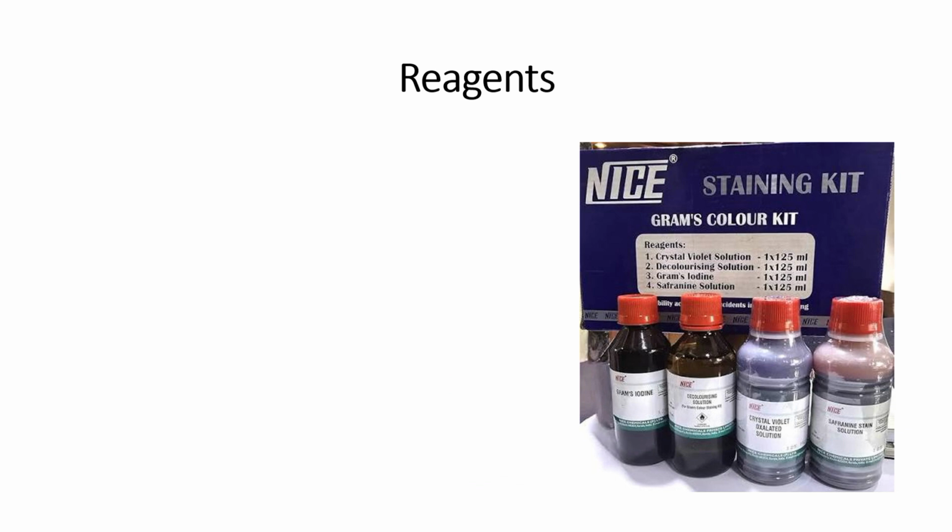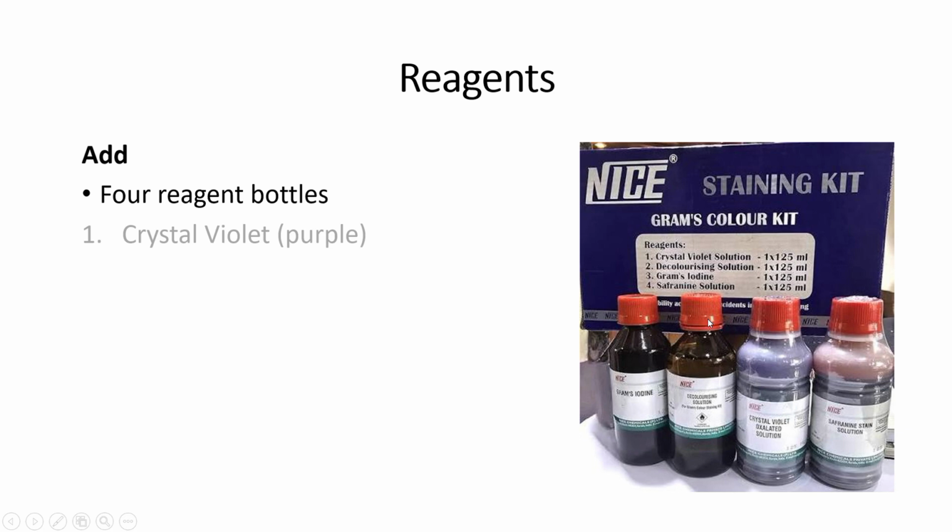Okay, now let's go to the reagent slide. So, gram staining uses four important reagents and each one has a specific function. See, this is a gram staining kit. You can see all of the four reagents here. So, the first reagent is crystal violet. This is called a primary stain and it is purple in color. When crystal violet is added, all the bacterial cells, whether gram-positive or gram-negative, become purple initially.